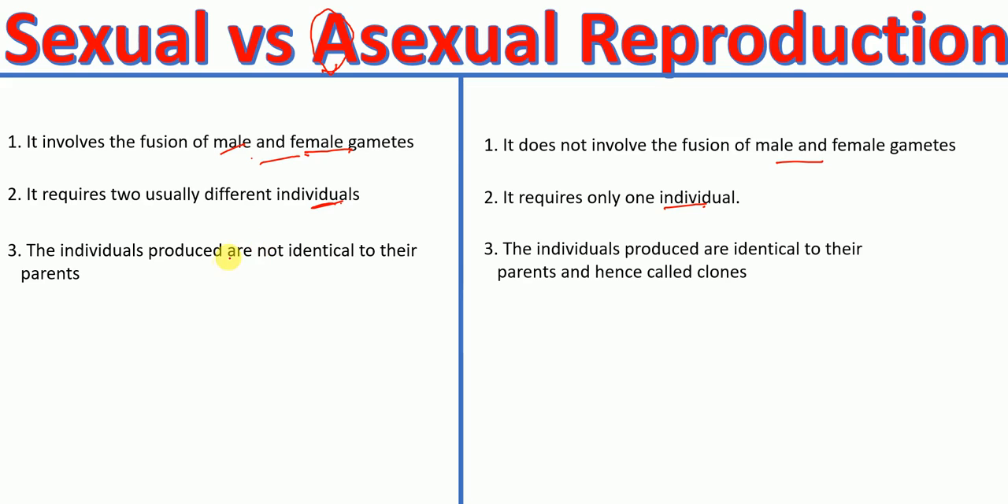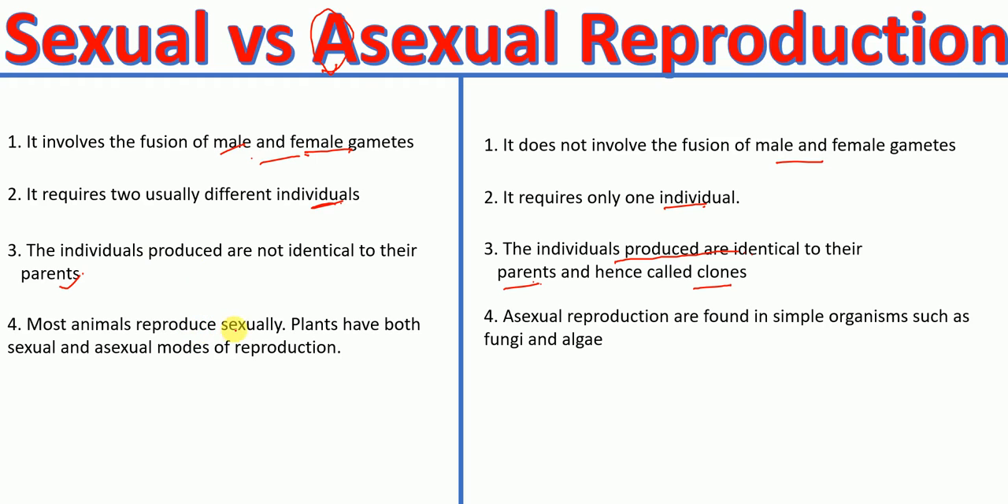The individuals produced are not identical to their parents. In sexual reproduction, the individuals produced are not identical to their parents, whereas in asexual reproduction, the individuals produced are identical to their parents. Hence, they are called clones. Here the offsprings are identical to parents. Here in sexual reproduction, offsprings are not identical to their parents.